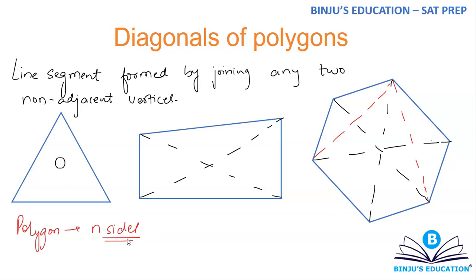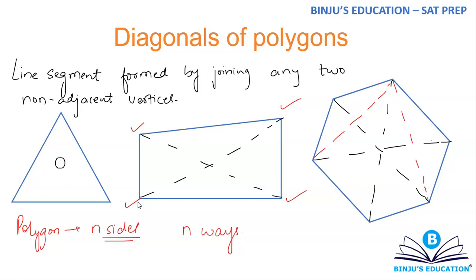So in how many ways can I select one vertex out of n vertices? I can select it in n ways. For example, if you see the quadrilateral above, you basically have four vertices. You can select this one, this one, this one, this one to draw a diagonal, right? You can select any of them. So if I have n sides, I'm going to have n vertices. That means I can select one vertex in n ways. There are n ways of selecting one vertex.